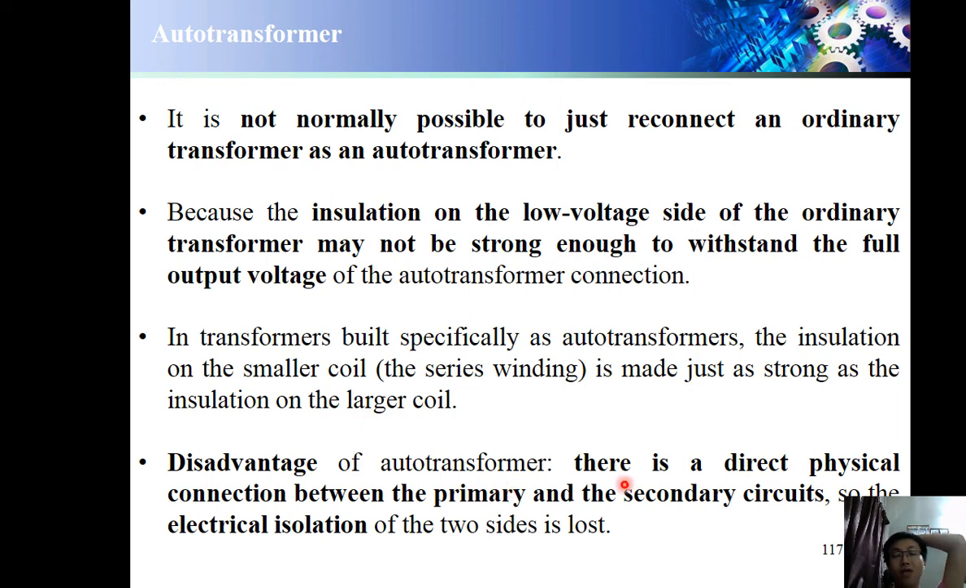Another disadvantage of the auto transformer: there is a direct physical connection between the primary and secondary circuits, so the electrical isolation between the two sides is lost.